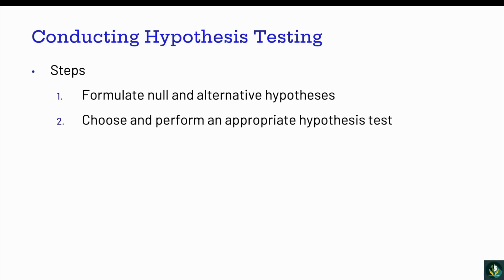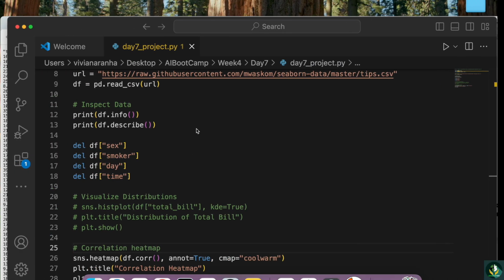So here the steps that we will follow are: first we will formulate the null and alternative hypotheses, which is H0 and HA, and then choose and perform an appropriate hypothesis test. For example, we can do the t-test, or we can do the chi-square test, or both. And finally, we'll interpret the p-values and the test results. So let's go ahead and start that.